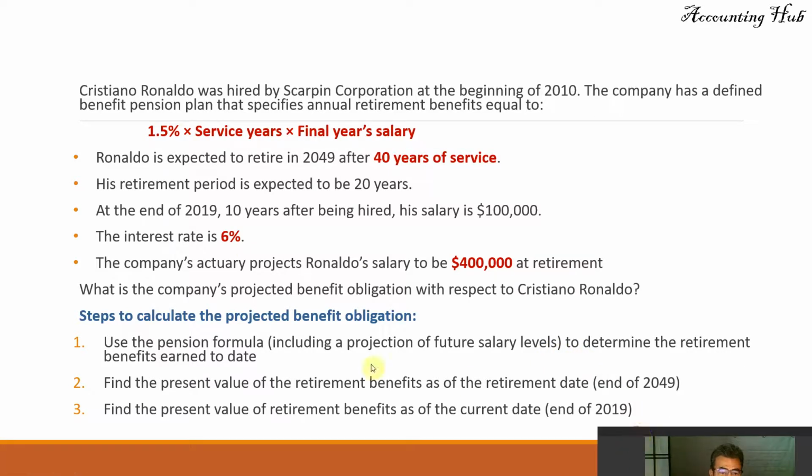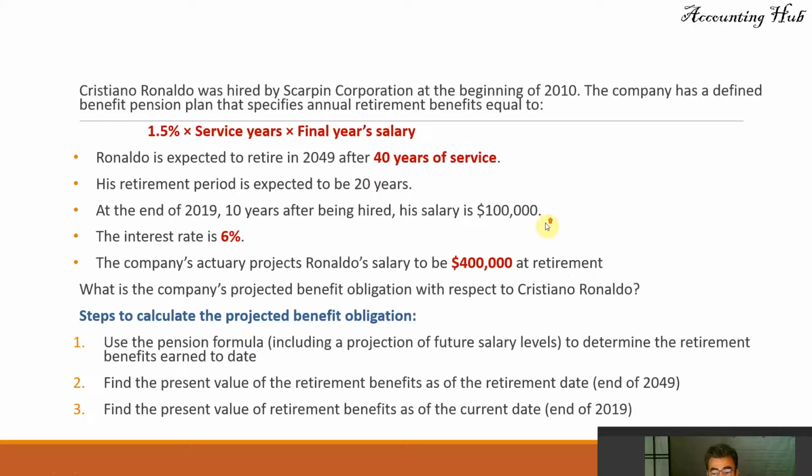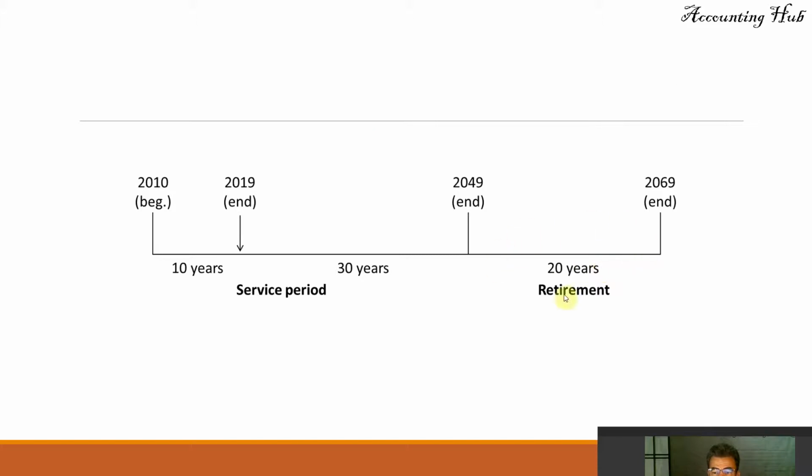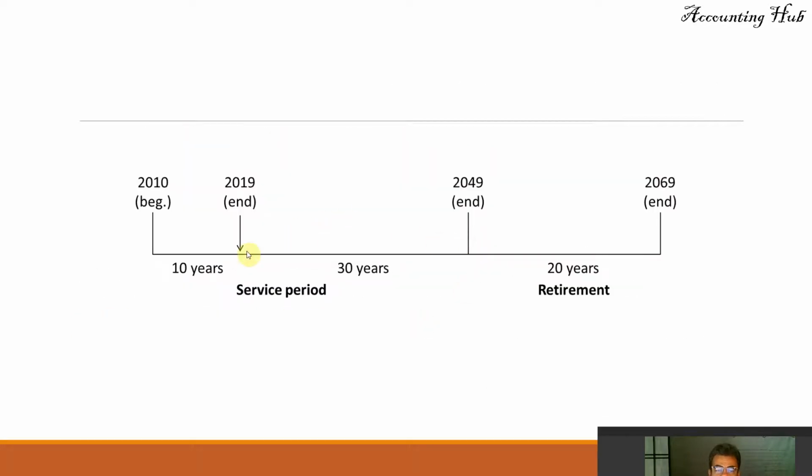And how do we find the projected benefit obligation? We have three steps. Use the pension formula to determine the retirement benefit earned to date. So use the pension formula to determine how much he will be receiving per year. Later, the present value of the retirement benefit at the retirement date. So, okay, we have a lot of annual retirement. Let's bring it to the present value here. However, we don't want to know the present value at the end of 2049. We want to find the present value now.